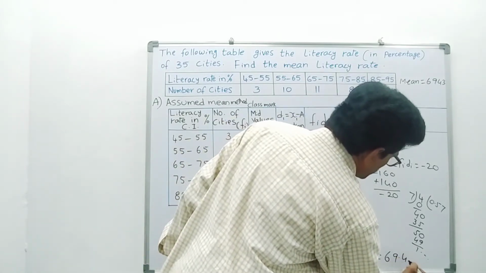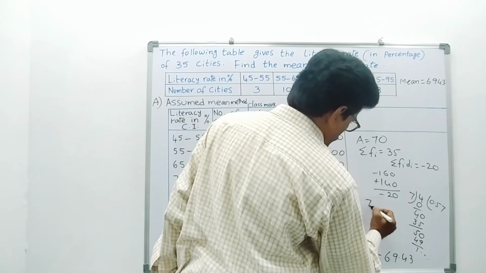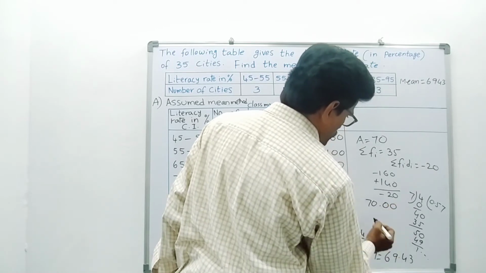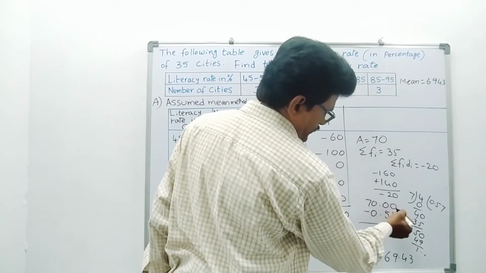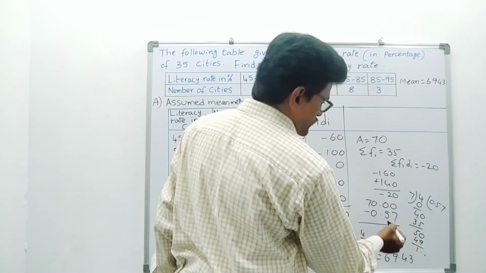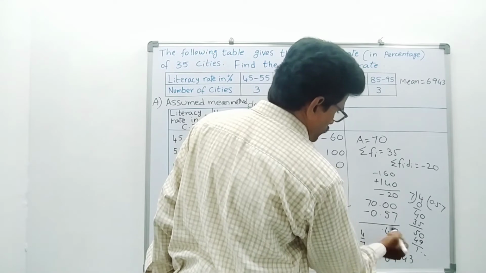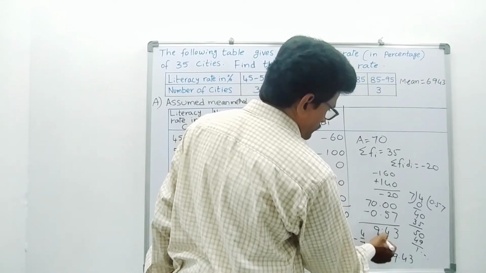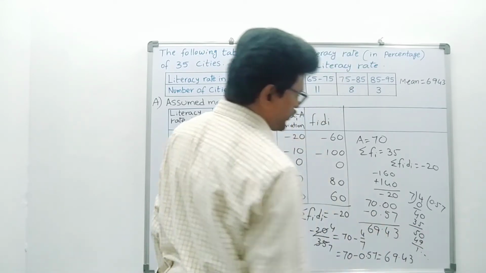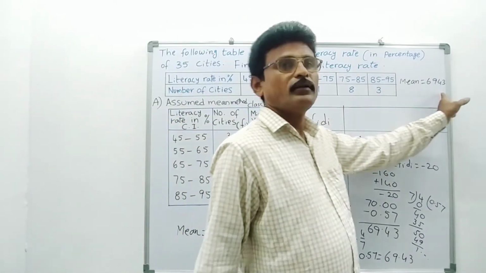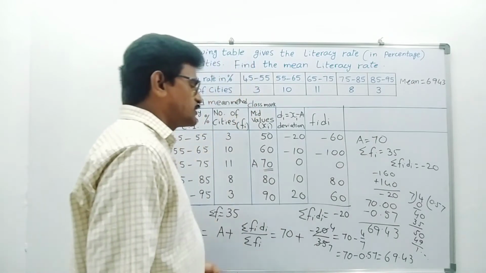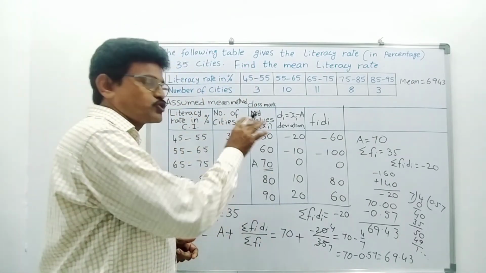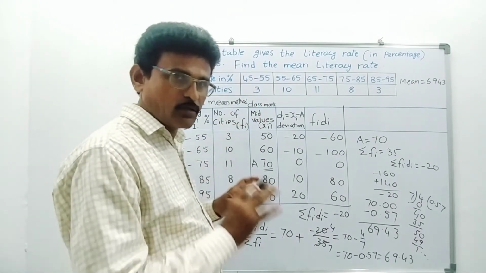69.43. You see here 70, you take here 0 0. 0.57 you have to subtract, right? Here borrow, 10 minus 7 is 3, 9 minus 5 is 4. Now here 9 is there, here 6, 69.43. See here, the mean in the first case we got 69.43, here also we are getting 69.43. So with the assumed mean method also we are getting the same answer.